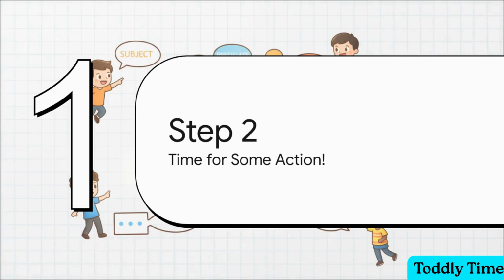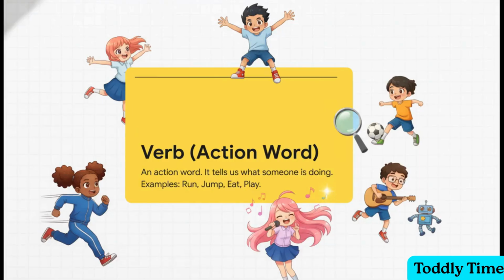All right, we've got our main character, the dog. But what is our dog doing? Right now, it's just kind of sitting there. It's time to give our noun some action. Let's make it do something. And the word that shows action is called a verb. A verb is an action word. It tells us what someone or something is doing. Words like run, jump, sing, or play. Yep, those are all verbs. They're the words that bring our sentences to life.